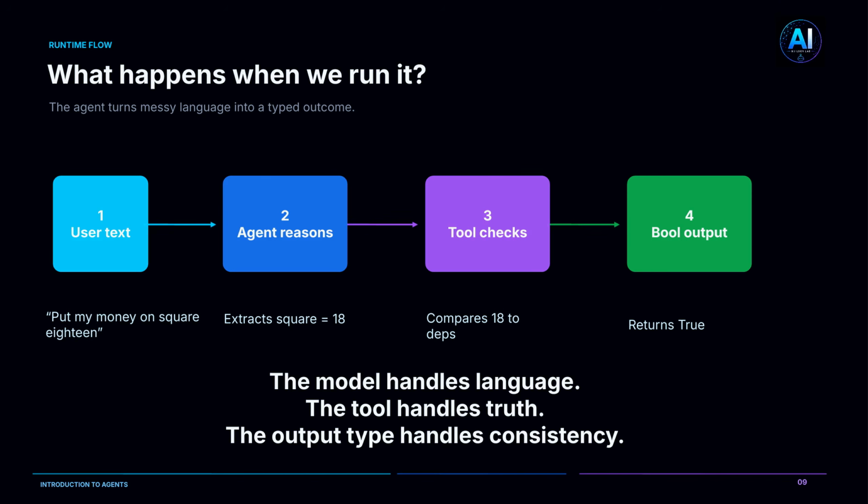Now here's the part worth paying attention to. The agent delivers the final result as a Boolean, true or false. The model handles the language, the tool handles the truth, and the output type keeps everything consistent and predictable. Each piece is doing exactly one job, and that's what makes this pattern so clean.